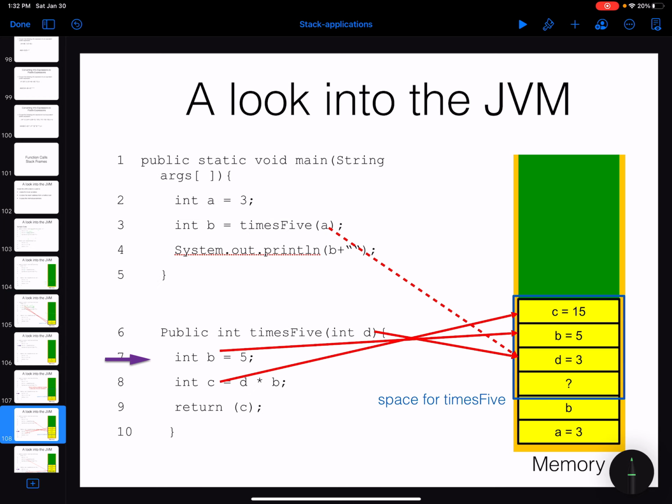But there is some ordering that the computer will take care of. So the space just after the previous stack frame, which was the stack frame for the main, in terms of the addresses of the memory, on top of that is going to be preserved for the return value of this function call. Okay, I will talk about it later.